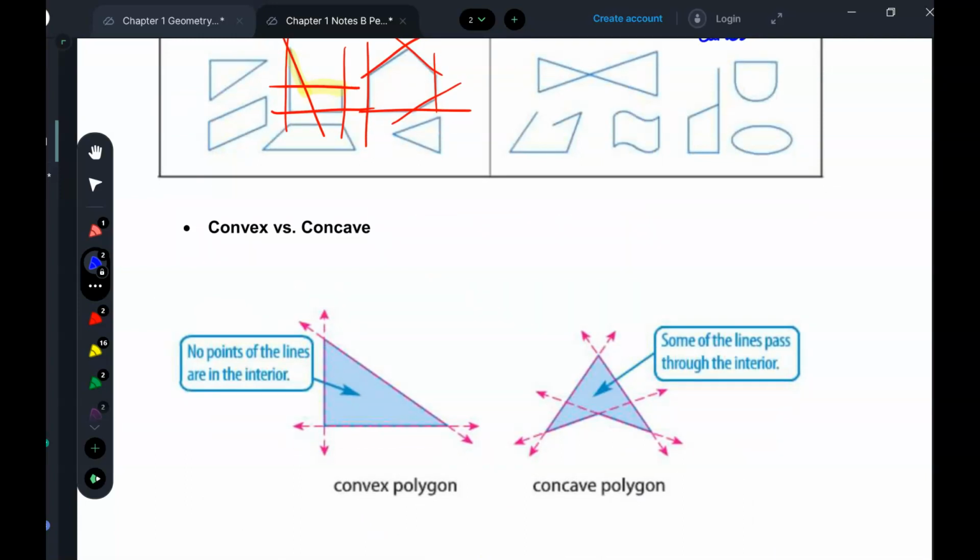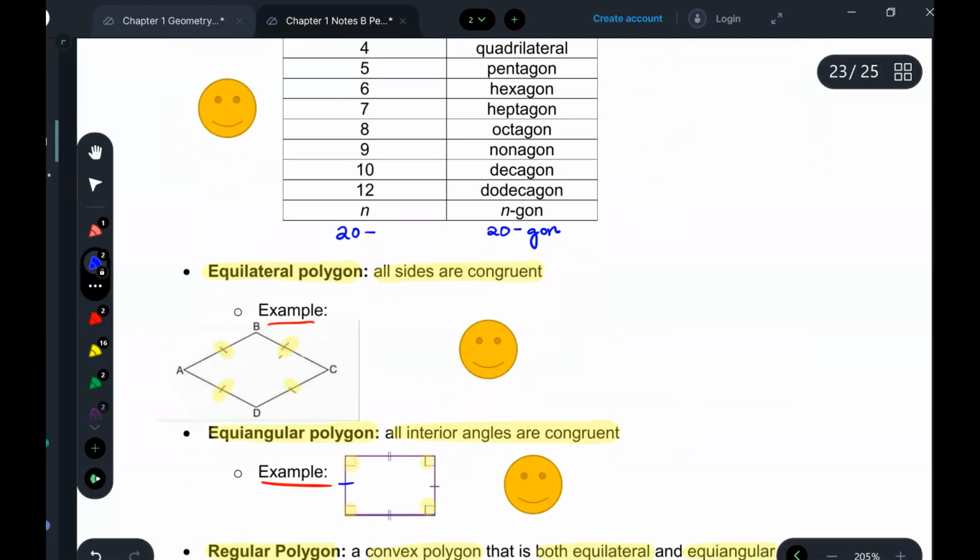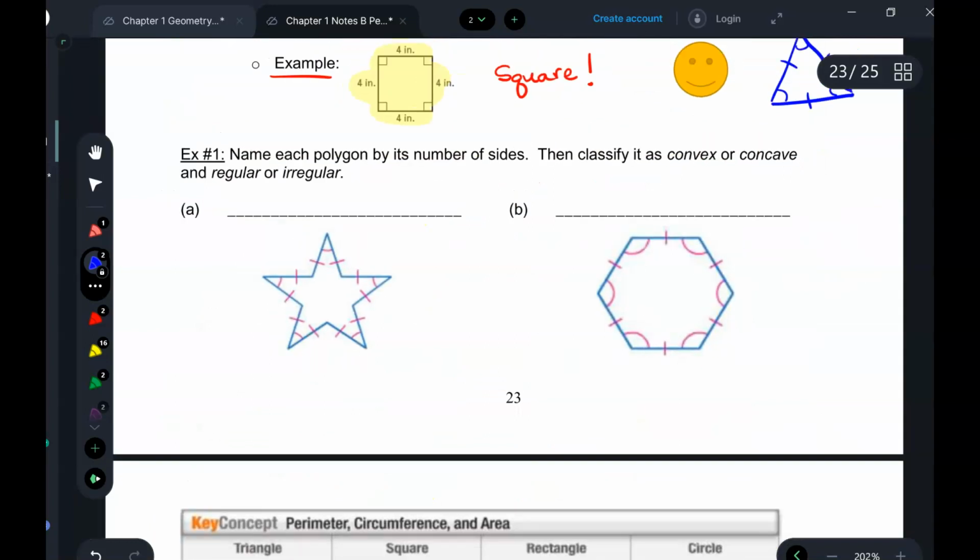When we extend the lines, it doesn't go inward at all. Okay, so this one is convex.